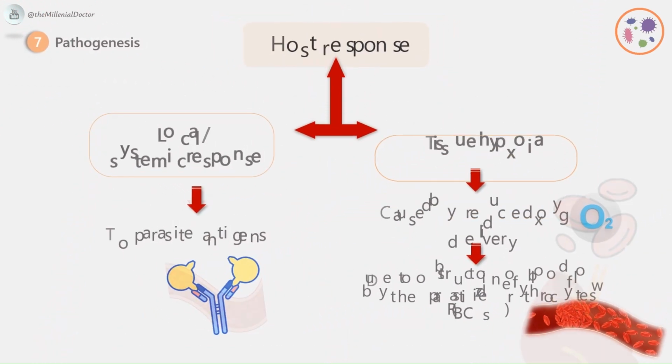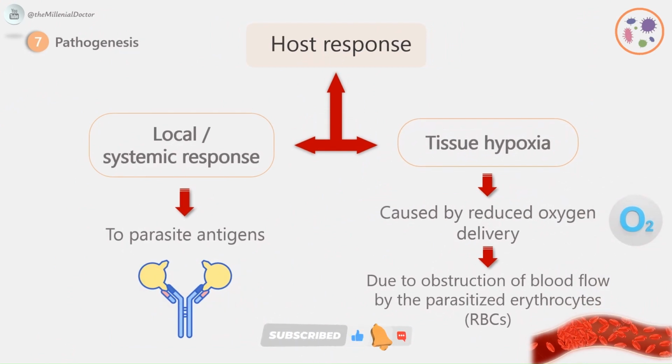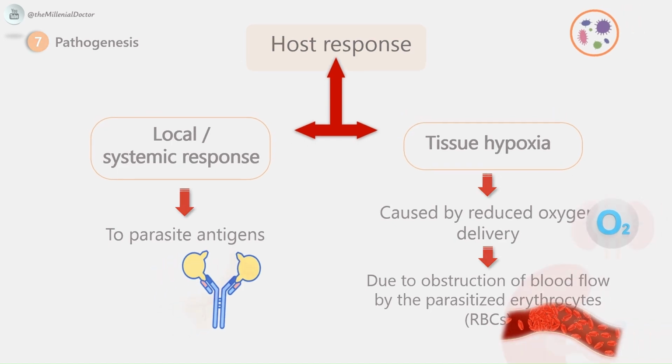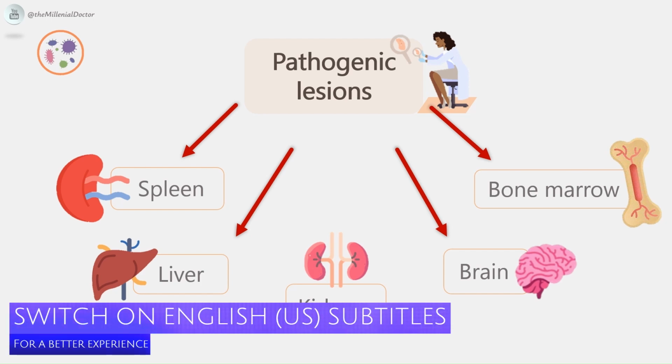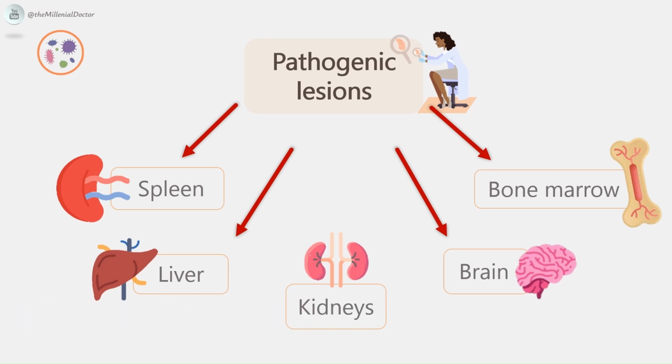Next is the host response. The disease process in malaria occurs due to the local or systemic response of the host to parasite antigens and tissue hypoxia caused by reduced oxygen delivery because of obstruction of blood flow by the parasitized erythrocytes. Cytokines like TNF, tumor necrosis factor, interleukin-1 and interferon IFN gamma play an important role in the pathogenesis of end organ disease of malaria. These are followed by the pathogenic lesions. These lesions are common to all species except brain lesions, which are seen in Plasmodium falciparum. The pathogenic lesions can be described in the following organs: the spleen, liver, kidneys, brain and the bone marrow.